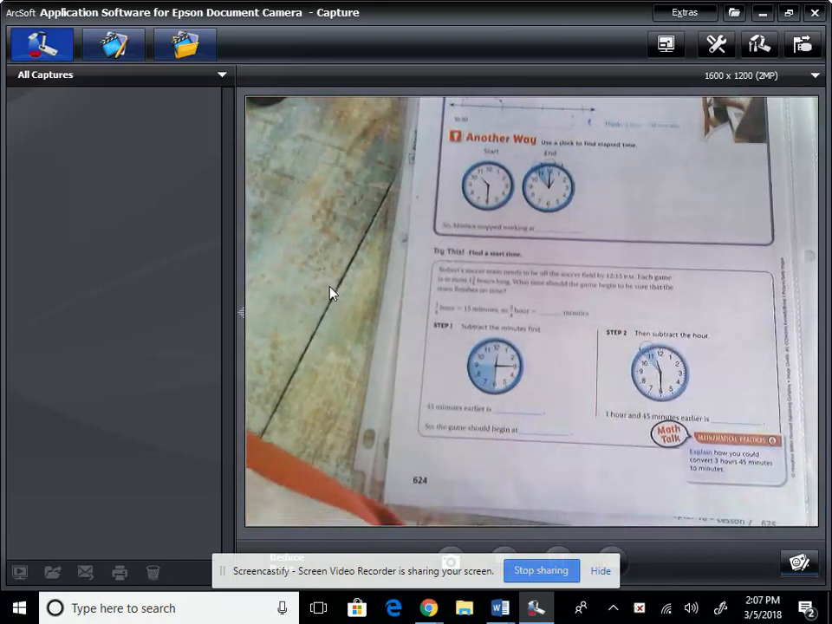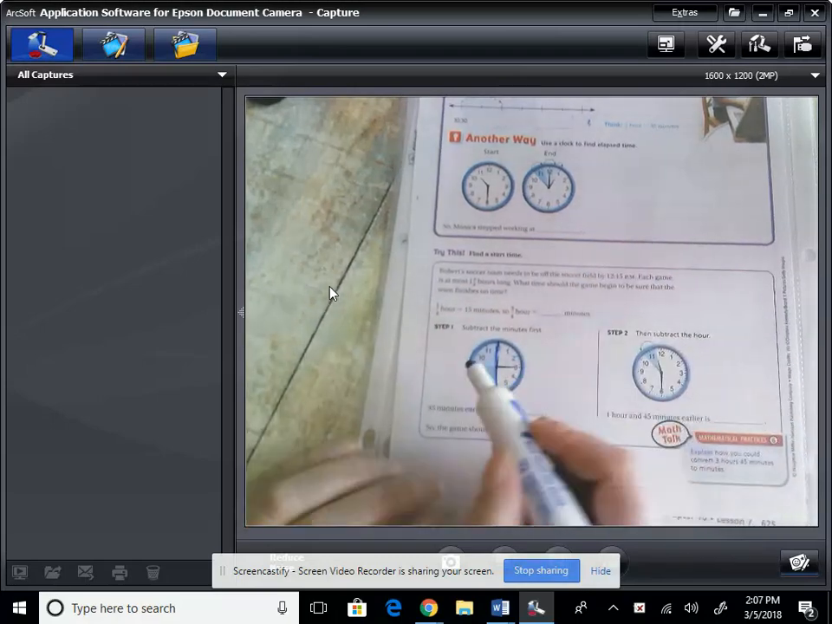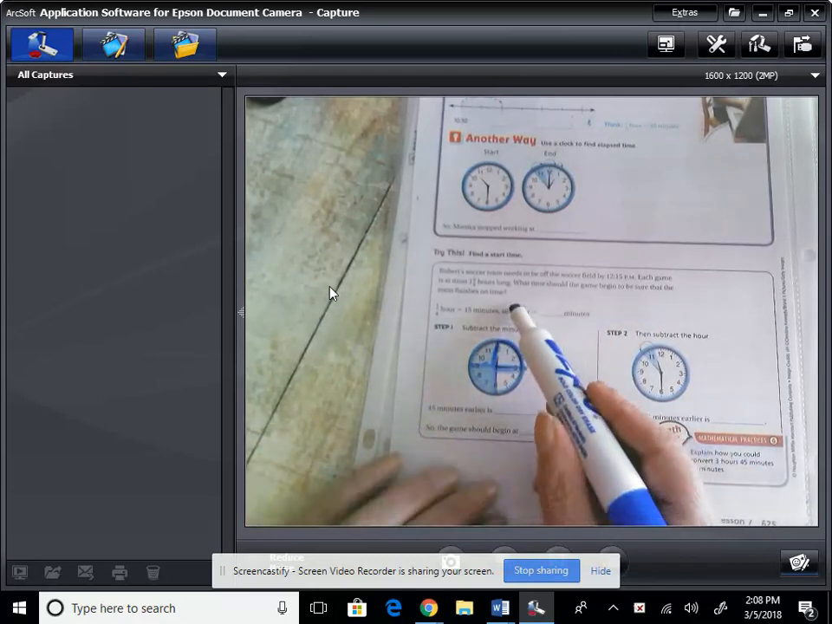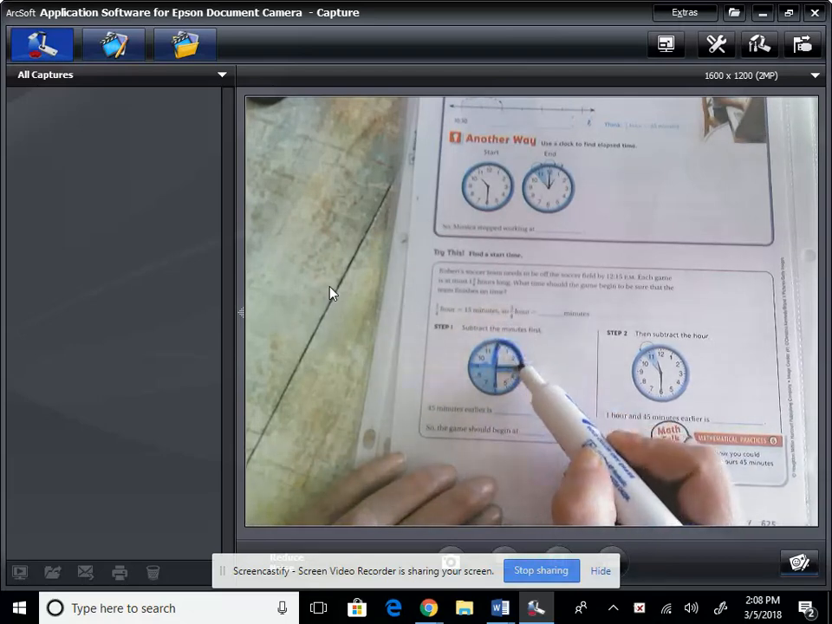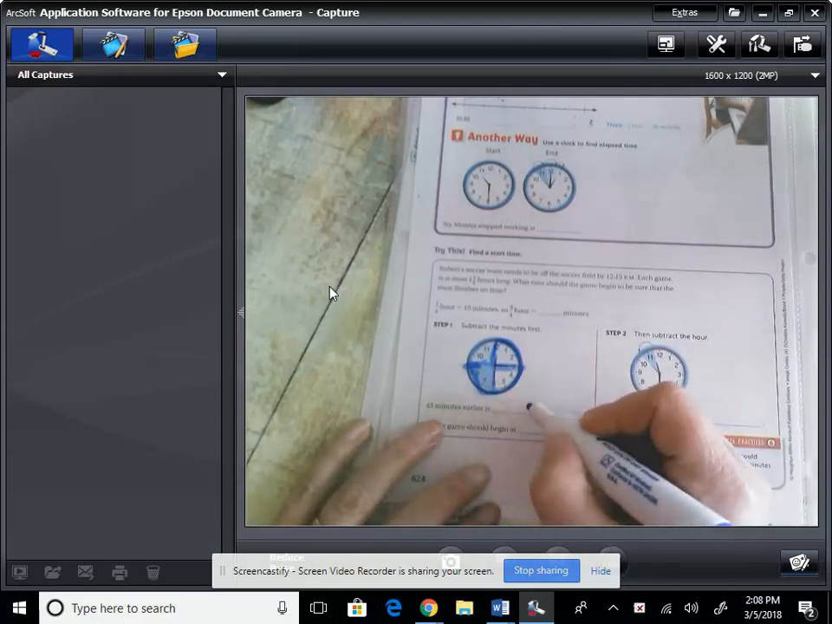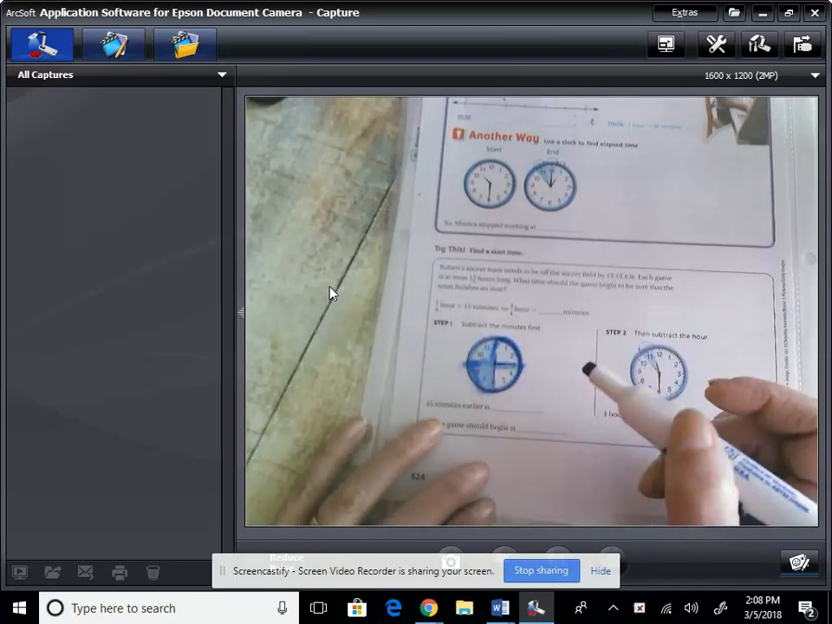Okay. Robert's soccer team needs to be off the soccer field by 12:15. Each game is at the most 1 3/4 hours. What time should the game begin to be sure that he finishes on time? So 1/4 hour is 15 minutes, because if we split the clock into fourths, that's 15 minutes. So 3/4, 1/4, 2/4, 3/4, that's 45 minutes. So he needs 1 hour and 45 minutes earlier.